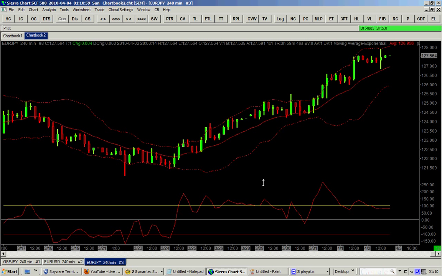But I want to show you something very interesting about this indicator. I don't use it very much. Sometimes I look at it, but I want to show you something very interesting.